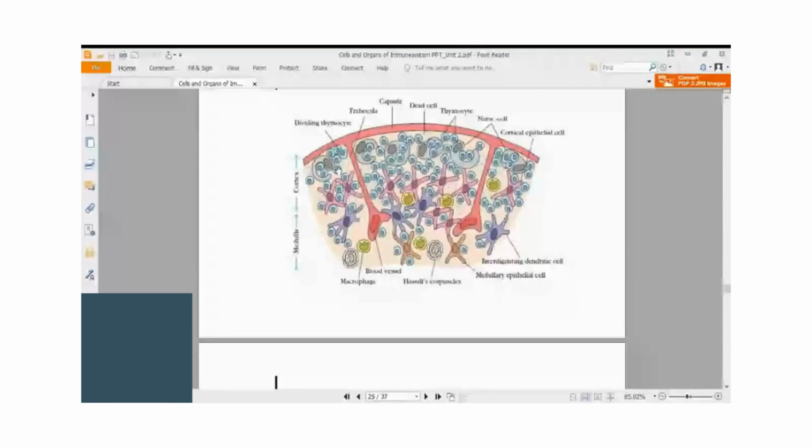And the internal matrix of the thymus is made up of the stroma, the stromal cells, which are mesenchymal cells, plus other cells which are there. And the most important cells that are there in large numbers are thymocytes, and thymocytes are nothing but T cells. Okay, thymocytes are nothing but T cells. And from where do these thymocytes originate?